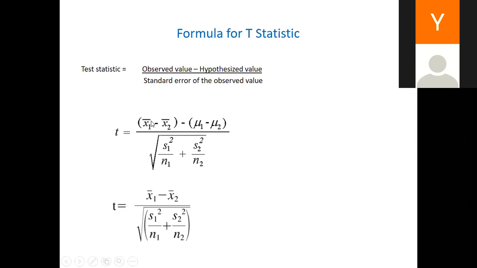This x1 bar minus x2 bar is for your sample. This is what you observe. When you are doing a study, we have observed value and we have expected value. Observed value is when you do your descriptive statistics. What you see are your observed values. But what you expect, if there's no difference in the population for that particular thing you are looking for, what do you expect? That is the expected value, which is the hypothesized value.